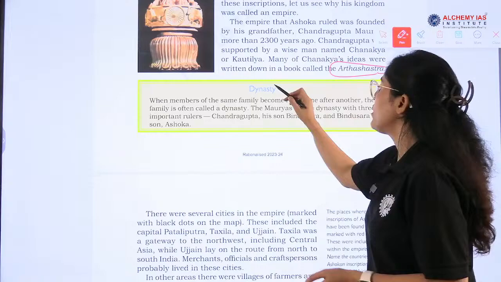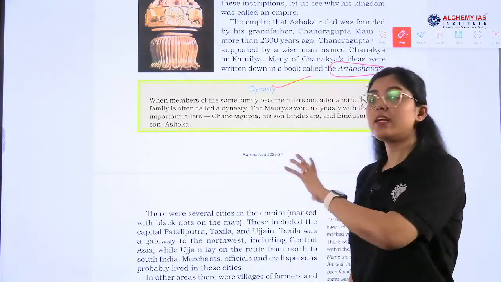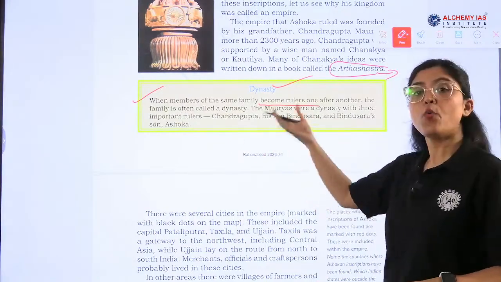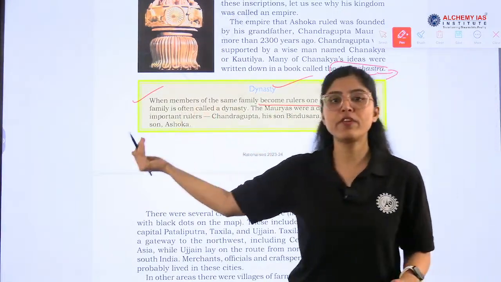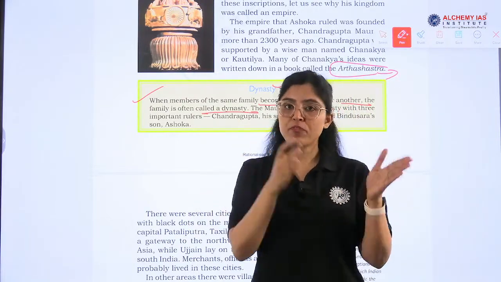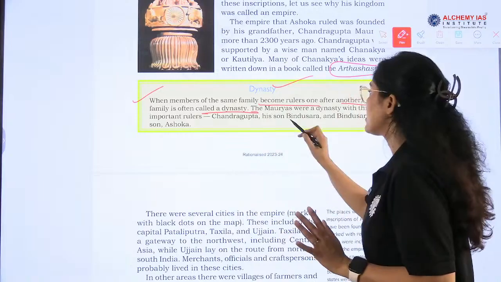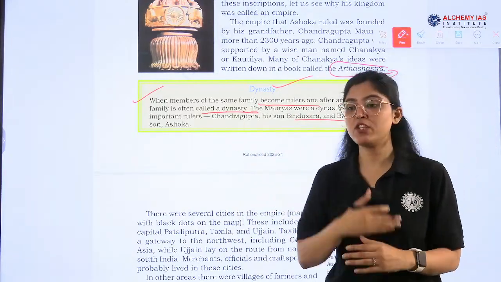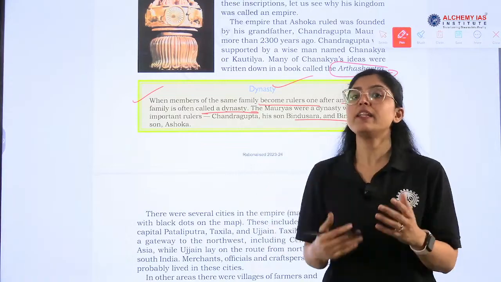Now, what is the meaning of a dynasty? When members of the same family rule one after another, they are often called a dynasty. People from the same family form a dynasty. The Mauryas were a dynasty with three important rulers: Chandragupta, then came Bindusara, then came Ashoka.